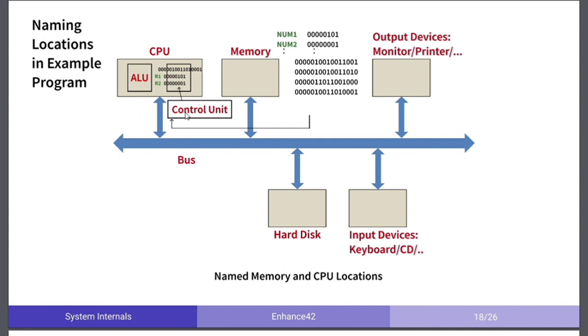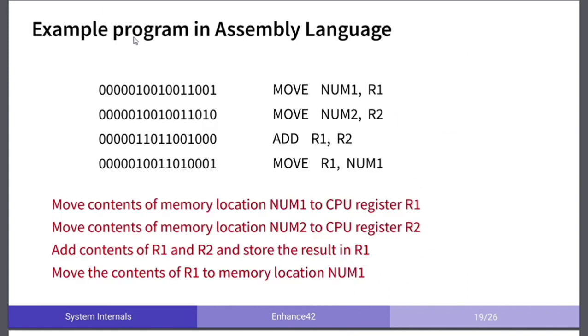Here is the control unit, num1, num2. Here you can clearly see, for example, a program in assembly language: 001 move num1 r1, 010 move num2 r2, 000 add r1 r2, 001 move r1 num1. Here it is briefly explained what they signify and mean in assembly language.